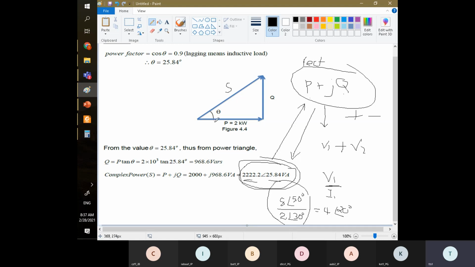So we need to convert. When we need to do addition or subtraction, we use the rectangular form. When we come to division or multiplication, we just use the phasor form. So sometimes we need to convert from here to here or from here to here. So you need to be prepared.